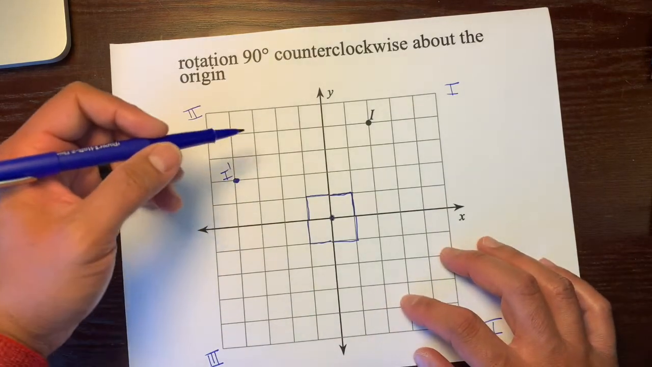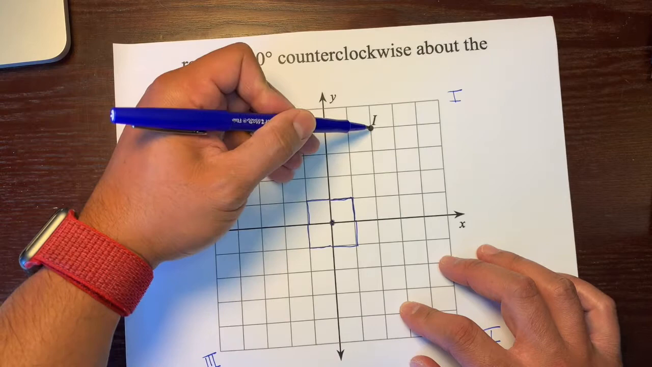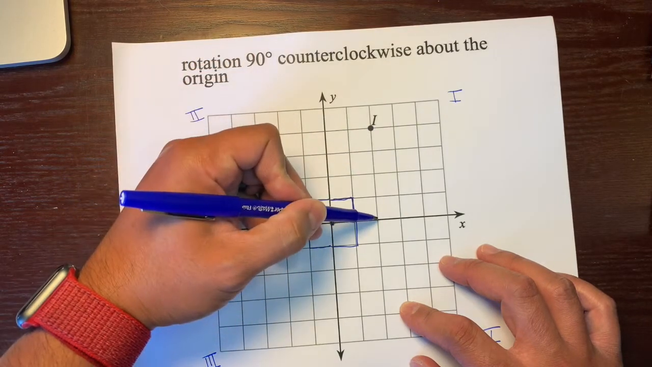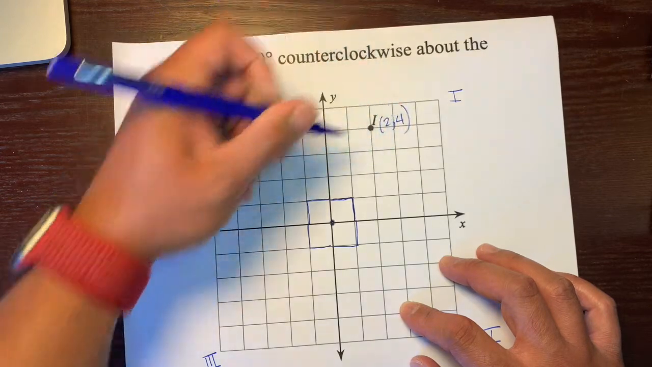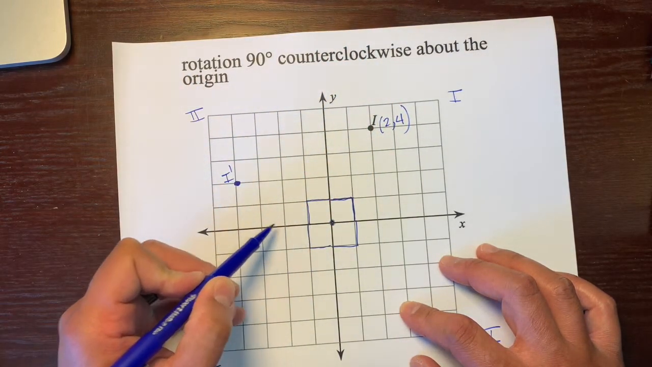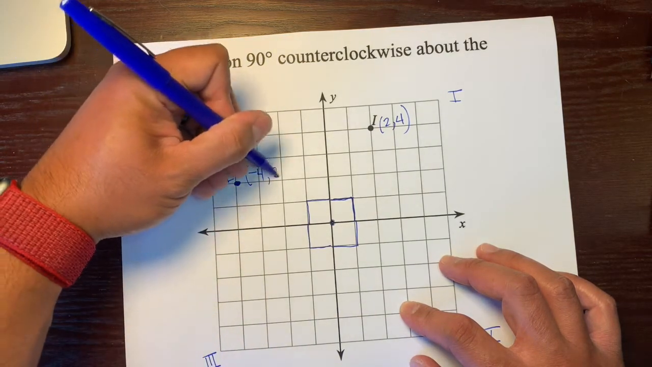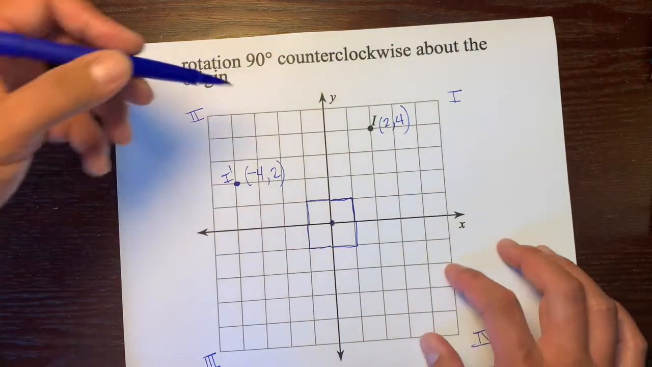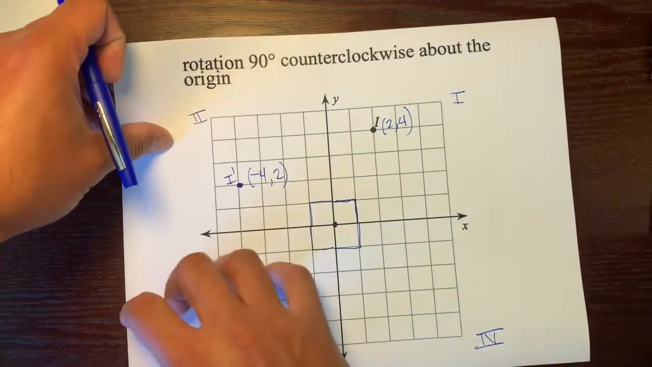So let's figure out the coordinates of this. Originally, I was at 2, 4. And our new rotated coordinates would be at negative 1, negative 2, negative 3, negative 4, up 2. So there is our answer: negative 4, 2.